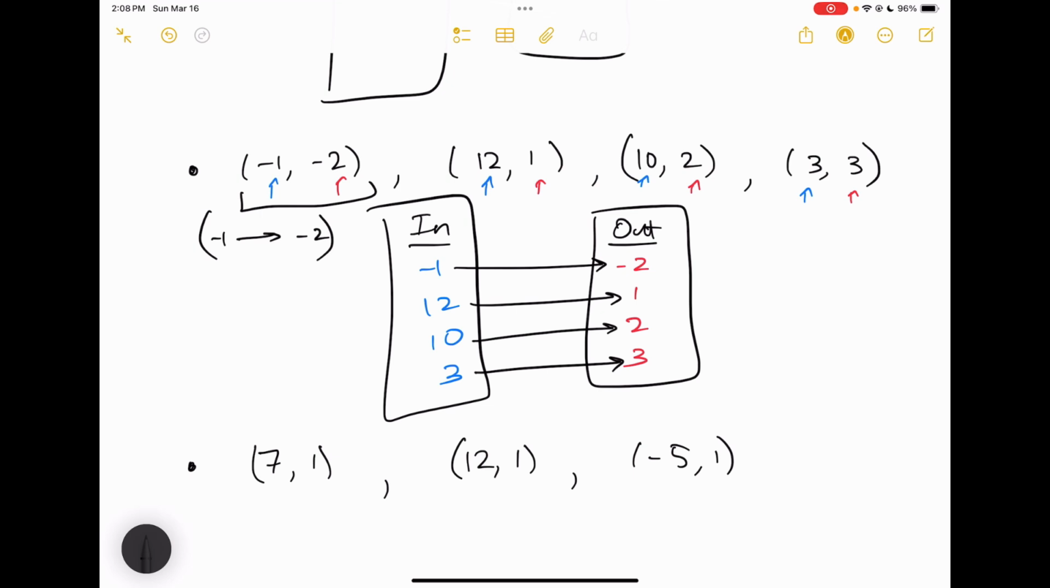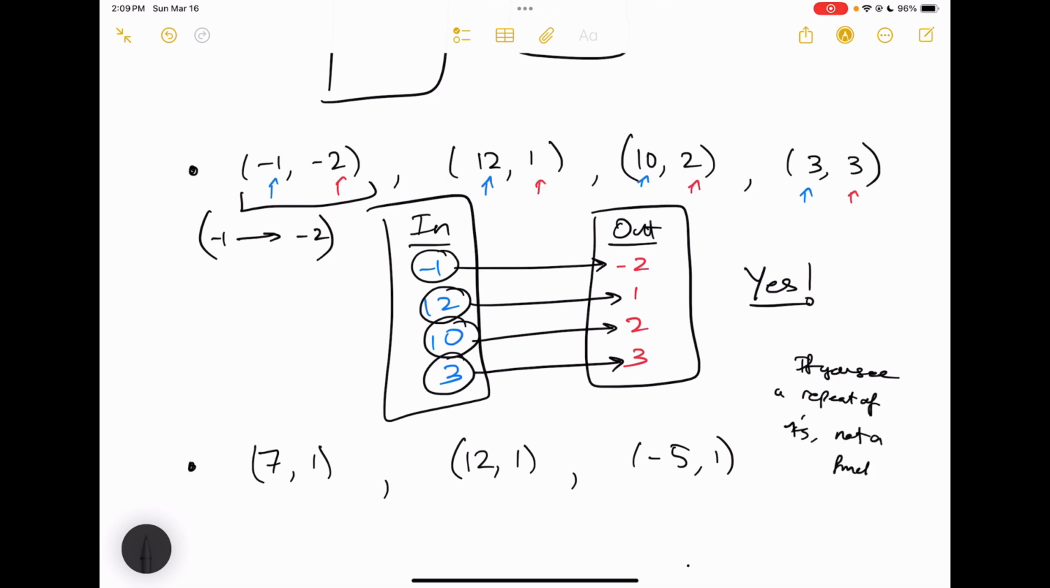Now looking at each one, no input here has 2 arrows coming from it. -1 is by itself, 12 is by itself, 10 is by itself, 3 is by itself, each give only 1. So the answer here, is it a function? That's a yes. A way you can tell very visually is if you see any repeats. So if you see a repeat of x's, it's not a function. You still have to show your work, but that's a quick way you can check your work.